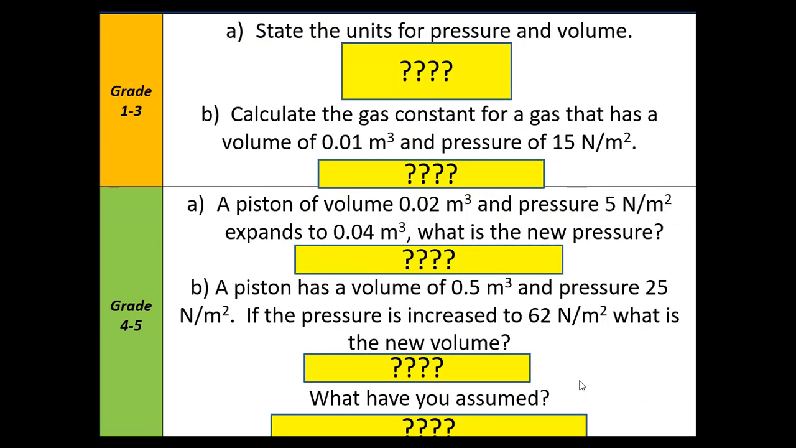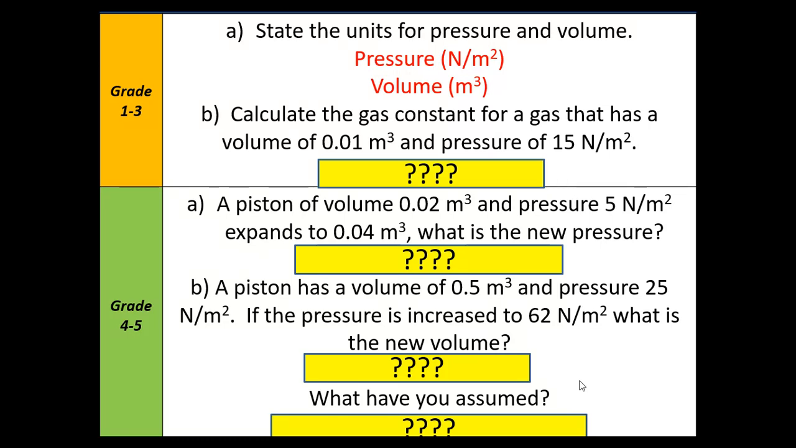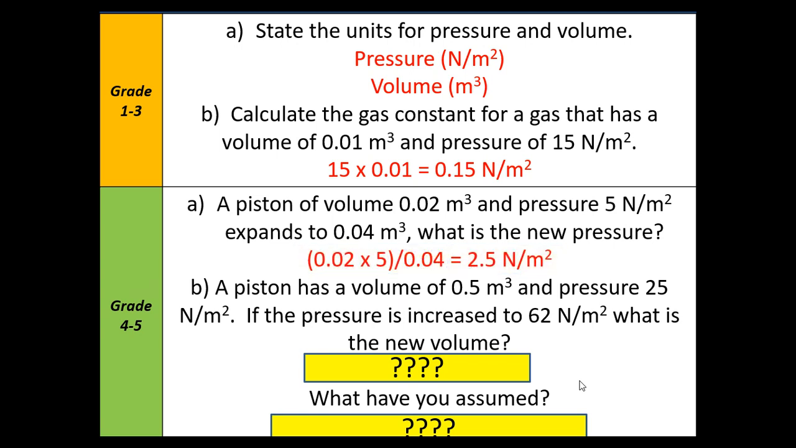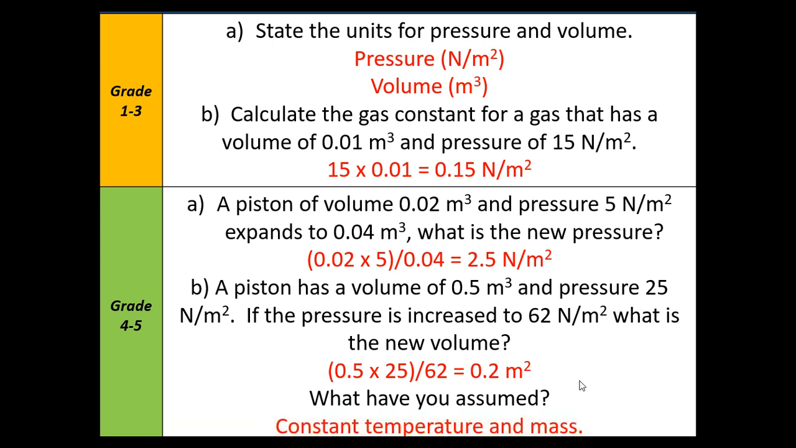Okay, let's go through some answers. So the units for pressure and volume: newtons per meter squared, meters cubed. Okay, the gas constant is simply going to be the volume times the pressure. That's 0.15 newtons per meter squared. Right, calculating new pressure. You should have got 2.5 newtons per meter squared. And new volume, you should have got 0.2 meters squared. Sorry, year 10, that should be 0.2 meters cubed. What have you assumed in these calculations? The temperature doesn't change and the mass doesn't change.